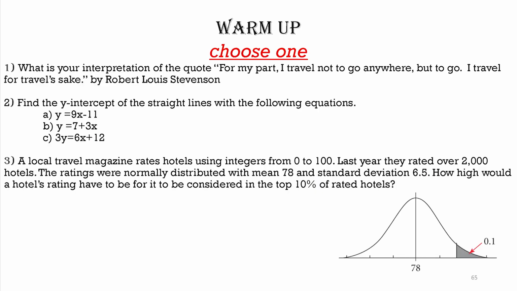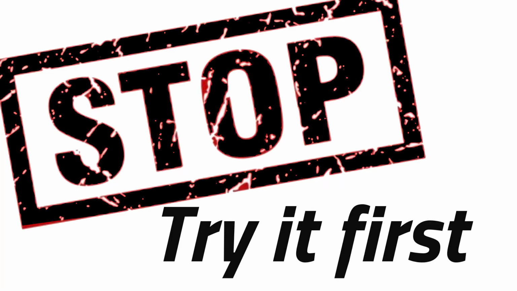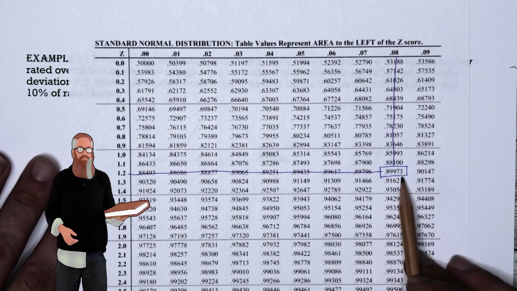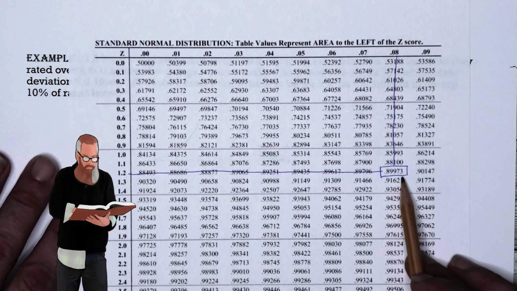Now let's take a look at a problem that you will be able to do by the end of this lesson. A local travel magazine rates hotels using integers from 0 to 100. Last year they rated over 2,000 hotels. The ratings were normally distributed with a mean of 78 and a standard deviation of 6.5. How high would a hotel rating have to be for it to be considered a top 10% rated hotel? Top 10% means we're looking for 90% or 0.90.